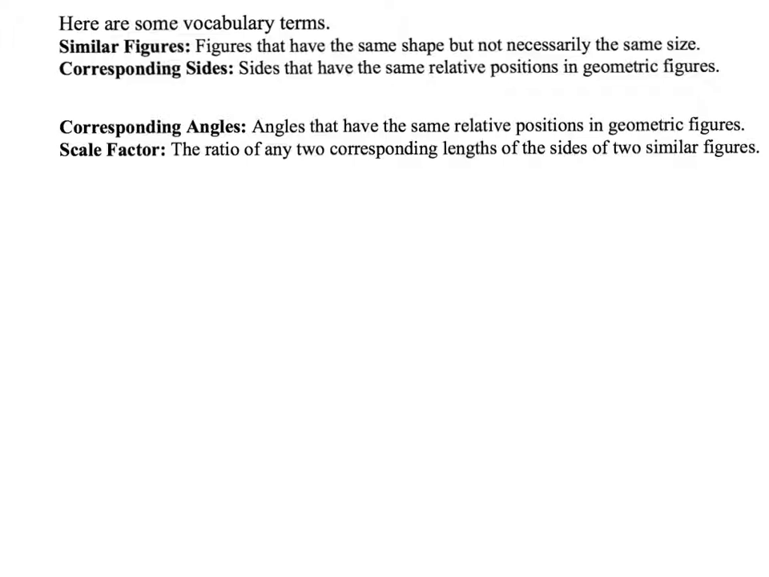Similar figures. These are figures that have the same shape but not necessarily the same size. Corresponding sides. These are sides that have the same relative positions in geometric figures. Corresponding angles are angles that have the same relative positions in geometric figures. And a scale factor, this is the ratio of any two corresponding lengths of the sides of two similar figures.